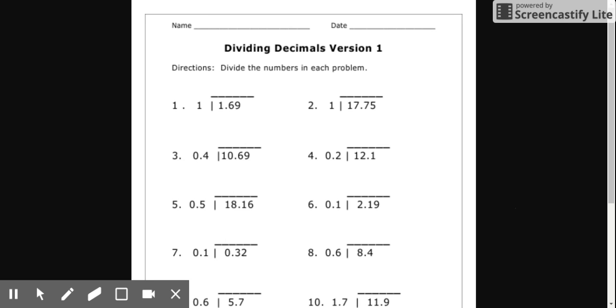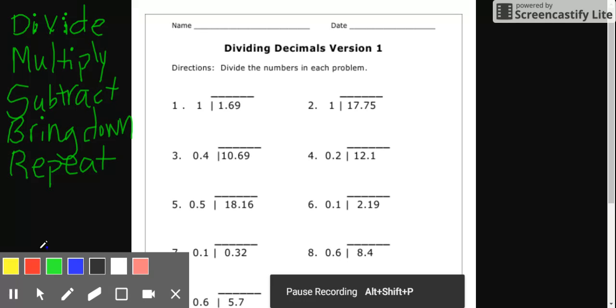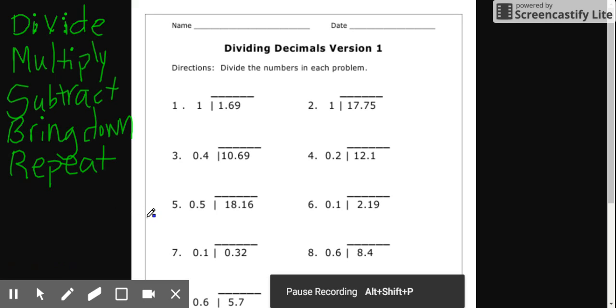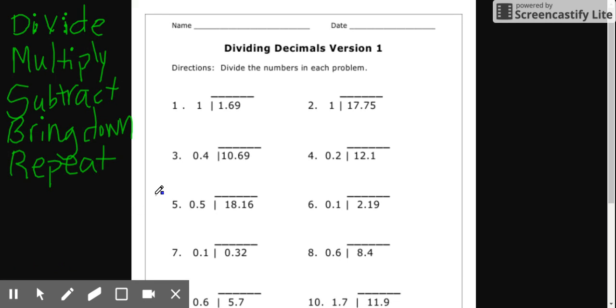Okay, today class we will be going over long division with decimals. And so we know from our previous long division video that our steps to dividing is divide, multiply, subtract, bring down, repeat. And so we are going to go over number 1. And number 1 says 1 and 69 hundredths divided by 1. Okay, we do not have a decimal in the divisor, but we do have a decimal in the dividend.